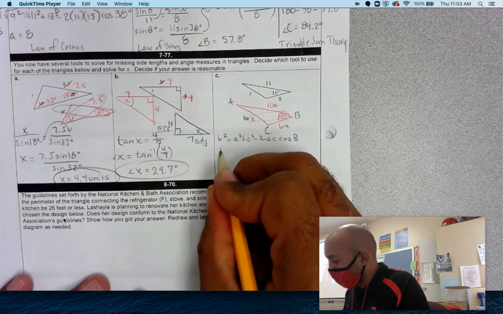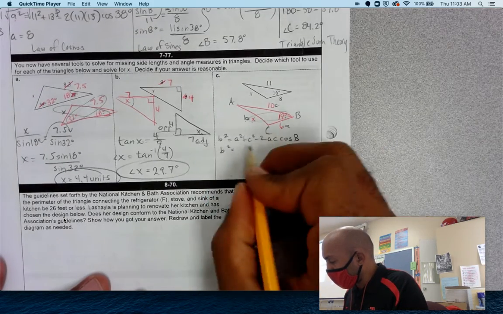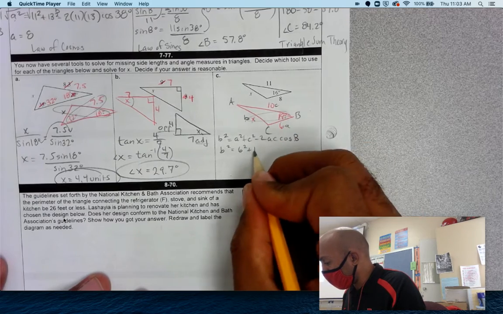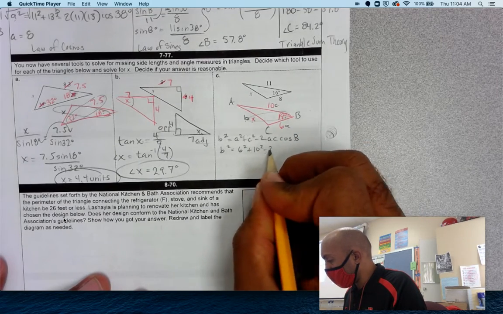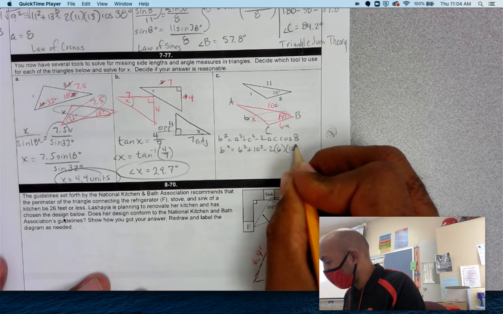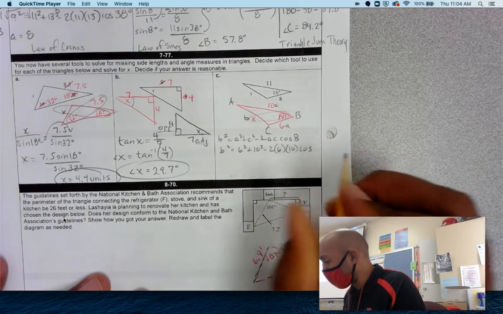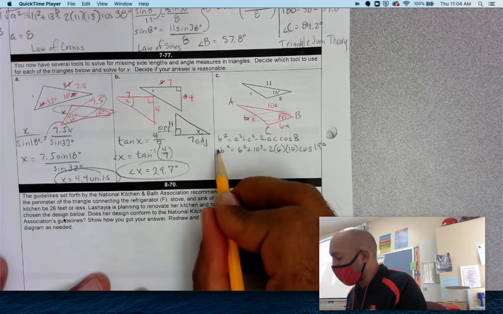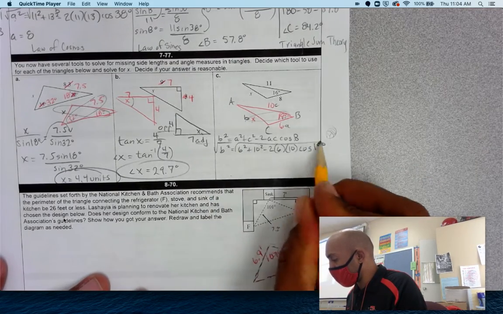All right, so let's fill it in. So B squared equals A squared, 6 squared, plus C squared, which is 10 squared, minus 2 times A, which is 6, times the same side, 10, times the cosine of angle B, which is 19 degrees. So now we square root both sides.